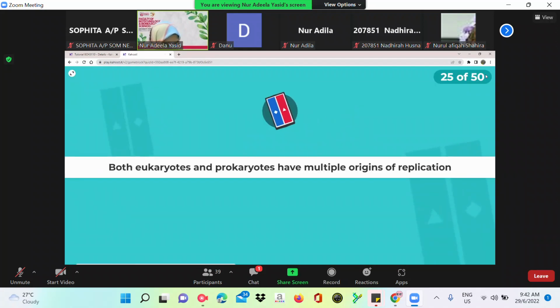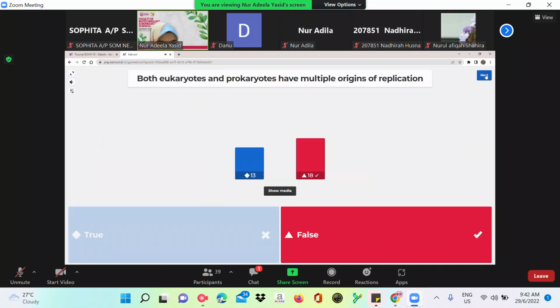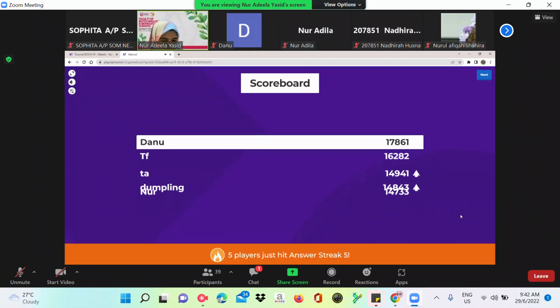Okay, another true or false question. Simple. Okay, almost the same answer. So why is it false? Prokaryotes only have one origin. Yes, prokaryotes only have one origin of replication, but eukaryotes have multiple origins of replication. Be careful, you must read the questions carefully.